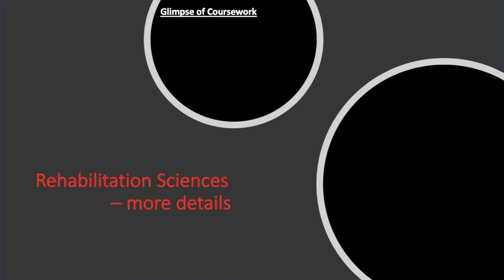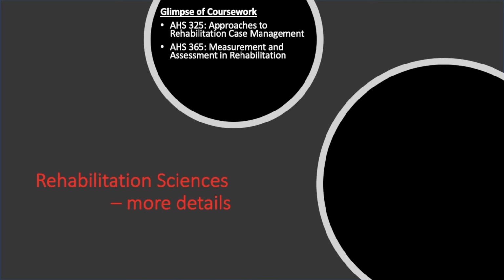A few core courses of Rehabilitation Sciences include AHS 325, which is all about care coordination and person-centered care, AHS 365, which looks at different tests and measurements used in rehabilitation. You will gain a good understanding of the development of tests and measurements and how they are used in the field. AHS 375, in this course you will dissect different cases and analyze the laws and ethics involved.